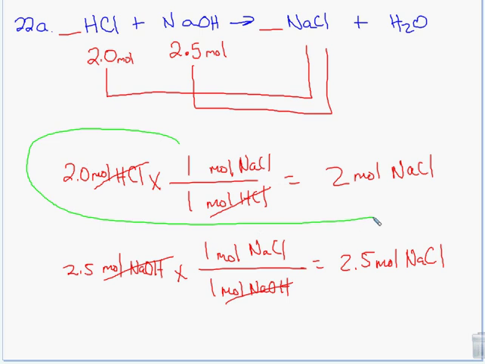HCl. 2 moles of HCl will run out after producing 2 moles of NaCl, right? That one's going to run out before this one. Okay, so that's our limiting reactant.